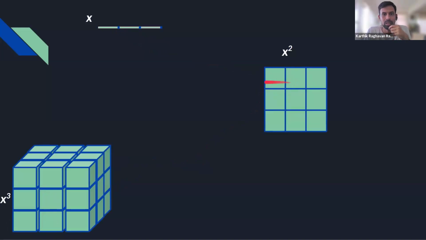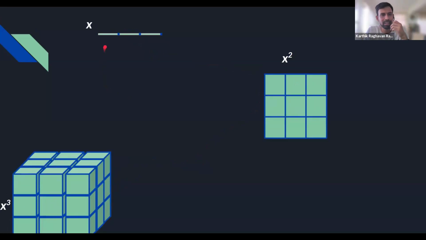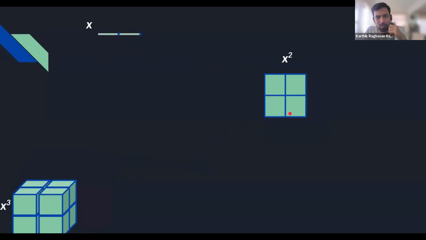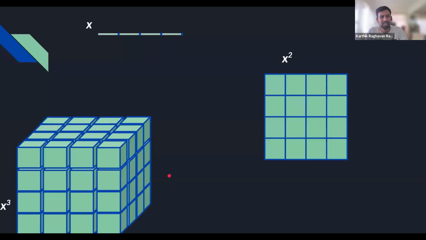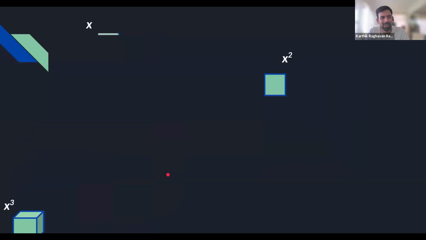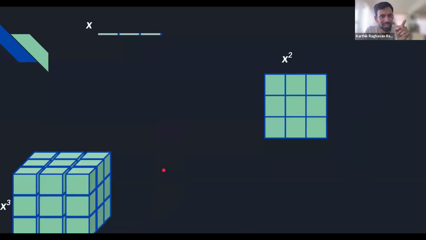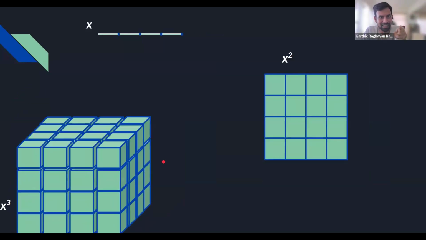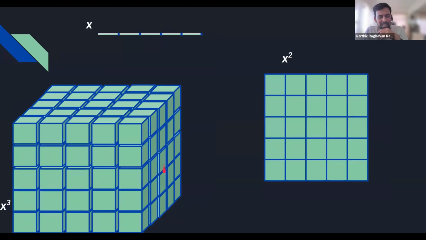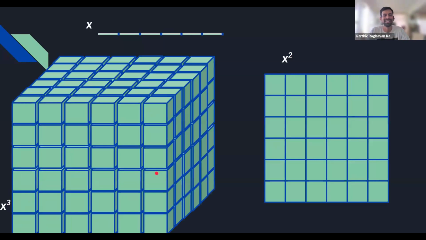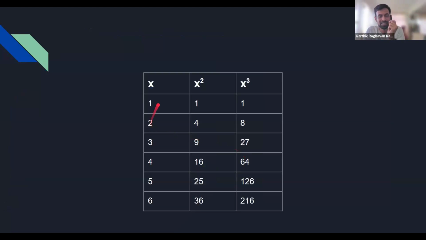Now how about 3? For size 3, for x, it went just 1 more step, but x squared went from 4 boxes to 9 boxes, and x cube went huge, right? Now I'm just going to quickly scroll so that you get a visual idea for how they grow. Look at how x grows as a line, but look at how x squared grows. X squared grows really fast, and then x cube just explodes, right? It's occupying my entire slide. So I hope you get an intuition for how these things are growing.